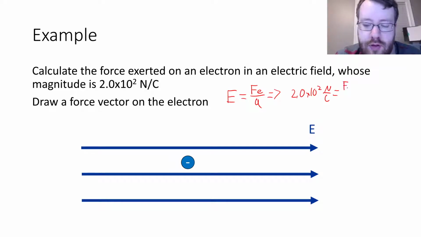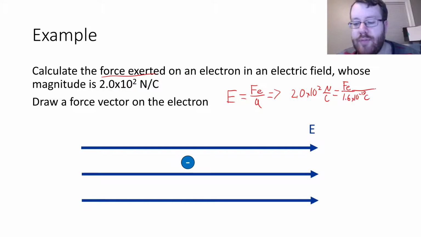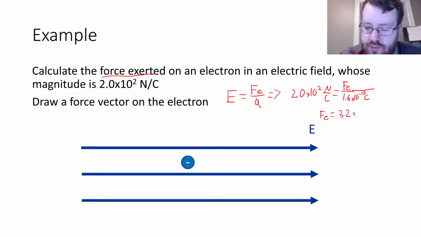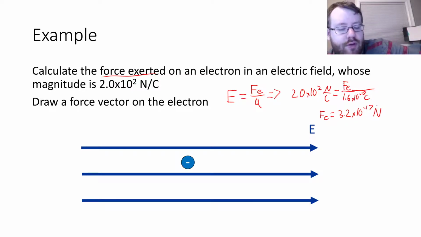The force is what we're looking for. We're trying to find the force exerted. And then my charge, again, for an electron is 1.6 times 10 to the minus 19 coulombs. So if I do that math out, I get an electric force of 3.2 times 10 to the minus 17. And again, electric force is just in newtons.